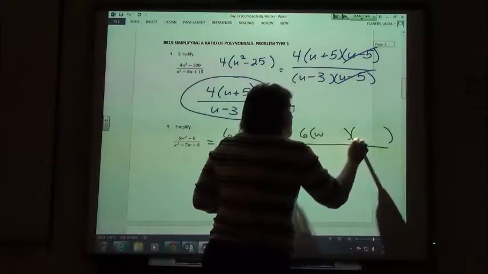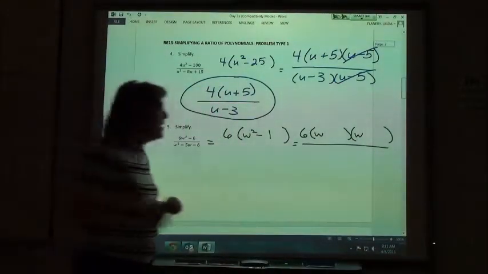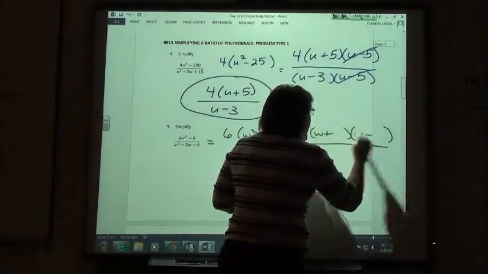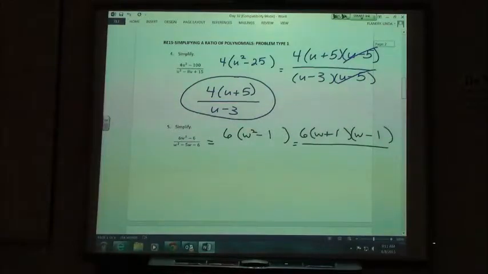W and W, positive and negative, a negative and a 1, right? Plus 1 and a minus 1 give me 0 in the middle.